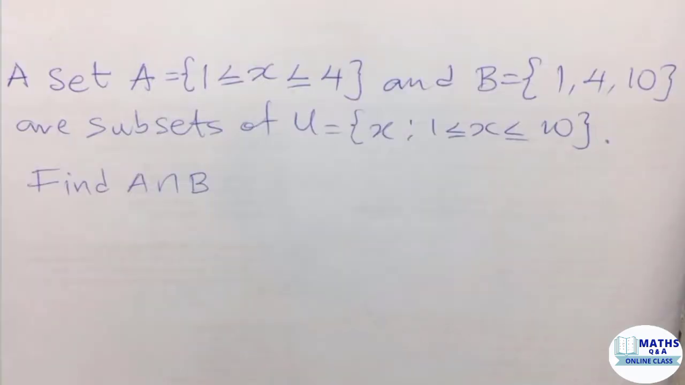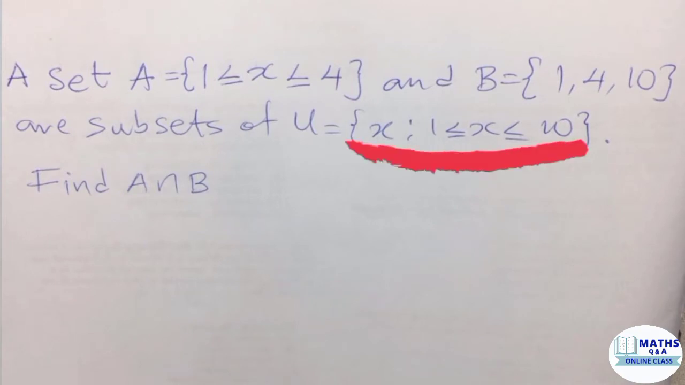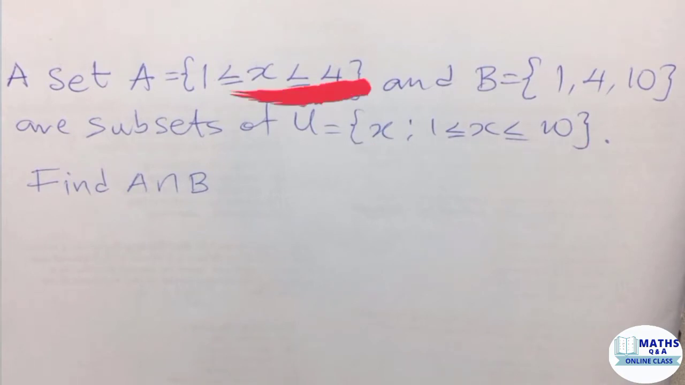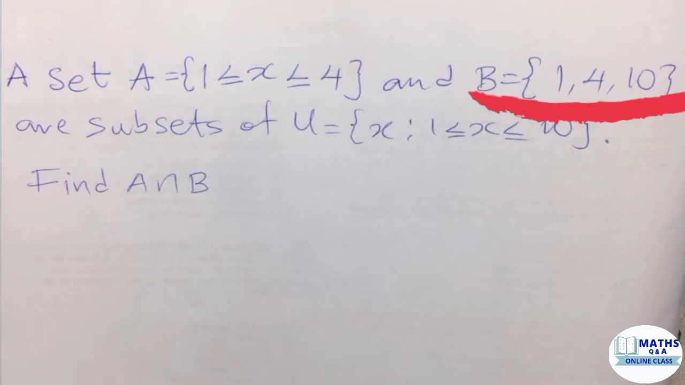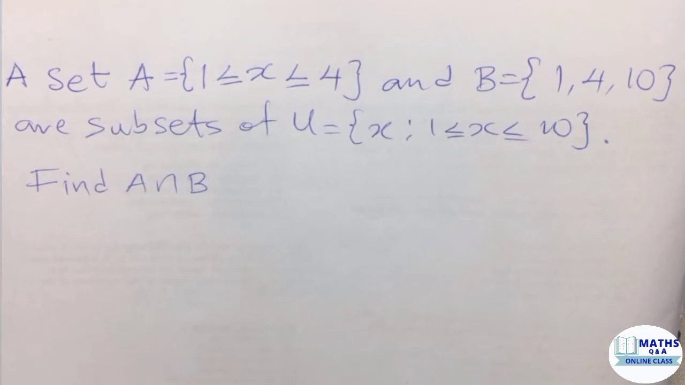The first thing that we have to do in this question is to list all the elements in the universal set and the set A, and then we can compare the set A with the set B so that we can get the 2 or 3 or even 4 elements that are common to both the set A and the set B. So we first list the elements in the universal set.